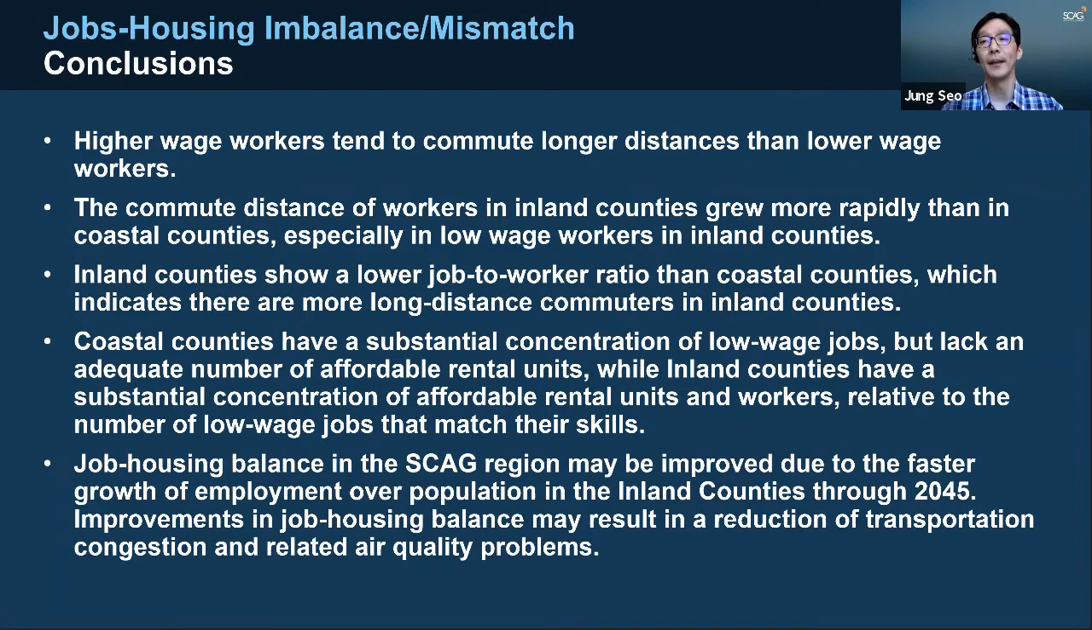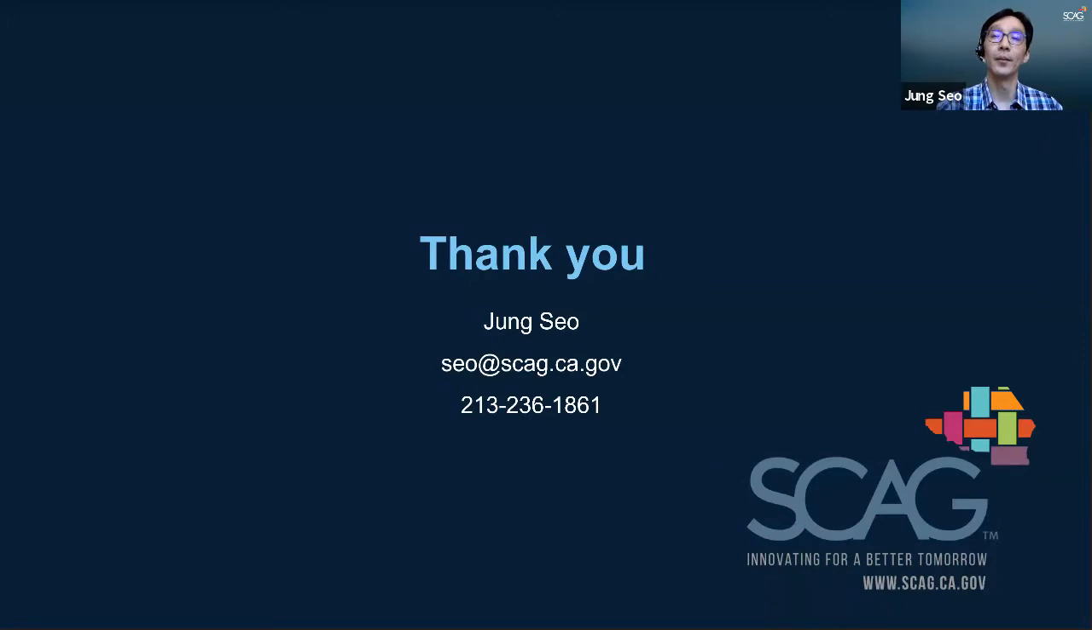it is expected that the job housing balance in the SCAG region may be improved due to the faster growth of employment over population in the inland counties through the year 2045. And hopefully the improvement in job housing balance may result in a reduction of transportation congestion and related air quality problems. And that's it for my presentation.